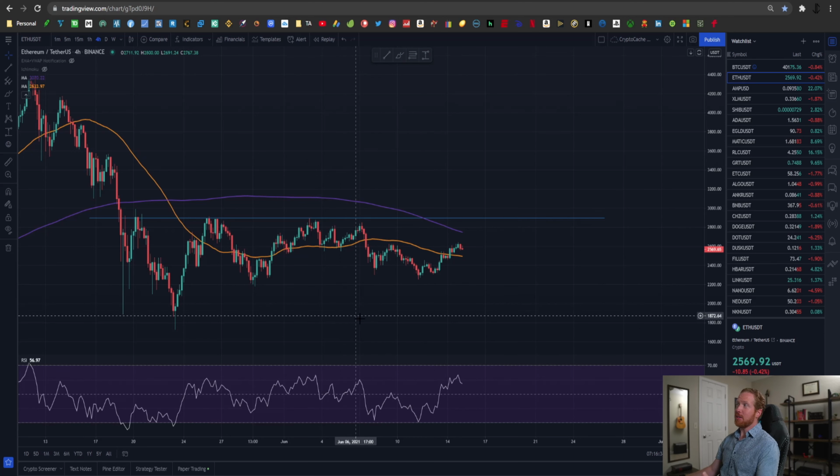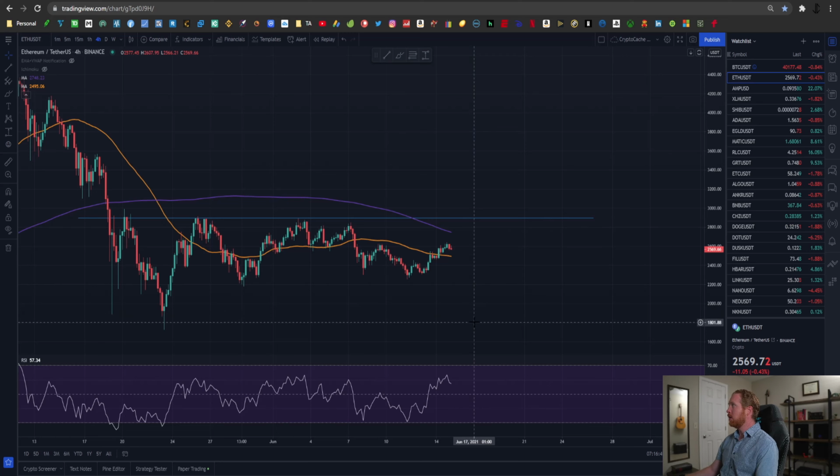That being said, that is Ethereum on the 4-hour chart. Not much else to really note except for the fact that we hope it takes off. If we can get over the 200 and the $2,900 range, we'll be in really good shape to see some good things from Ethereum.